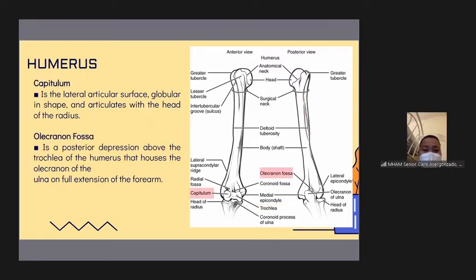So the capitulum is a lateral articular surface which is globular in shape, and it articulates with the head of the radius. And the olecranon fossa is a posterior depression above the trochlea of the humerus that houses the olecranon of the ulna on full extension of the forearm. Next slide, please.